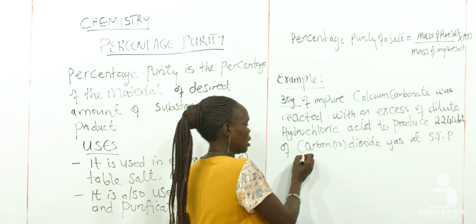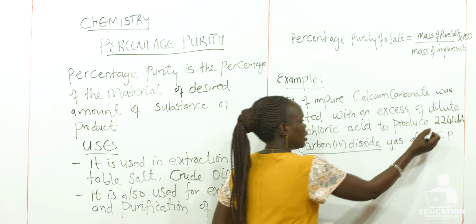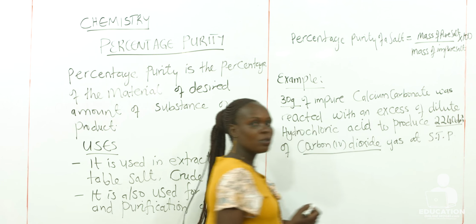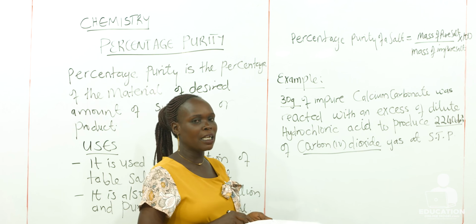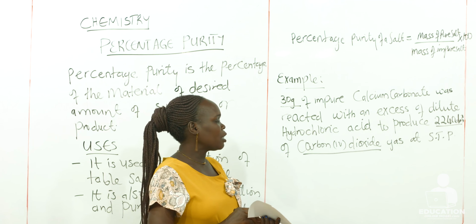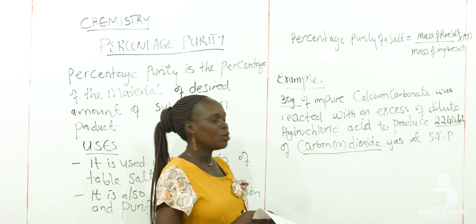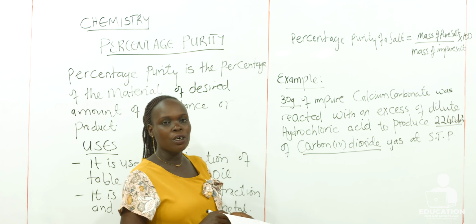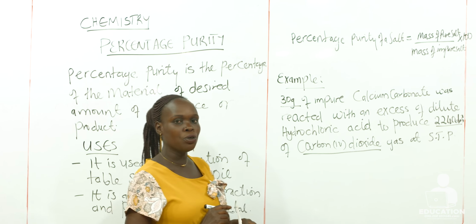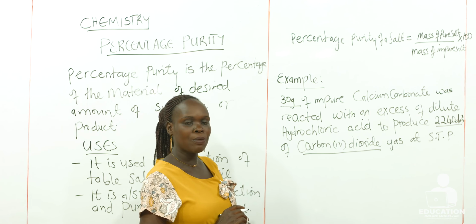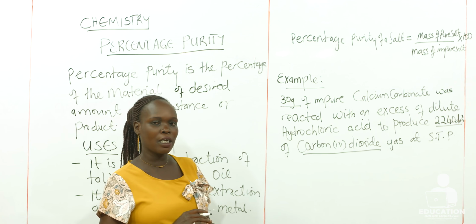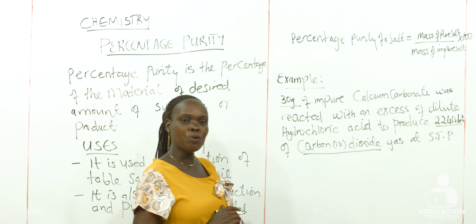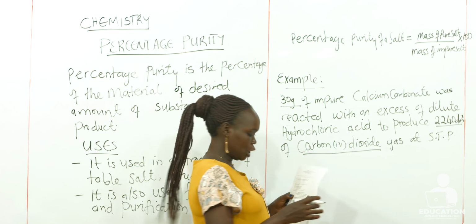The gas here is carbon dioxide and the volume is 2240. We need to remember that at standard temperature and pressure, the volume of the gas, or the ideal gas, is 22.4 decimeter cube.